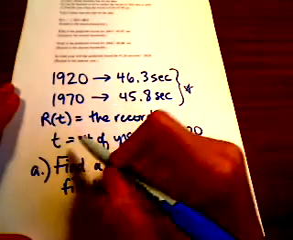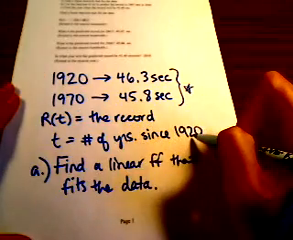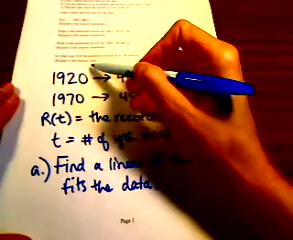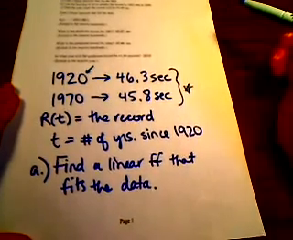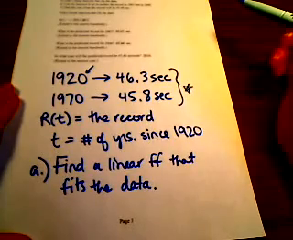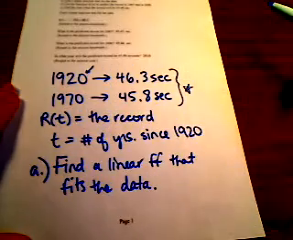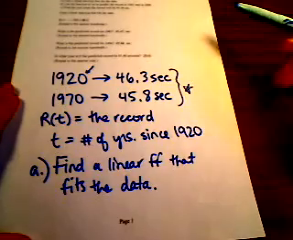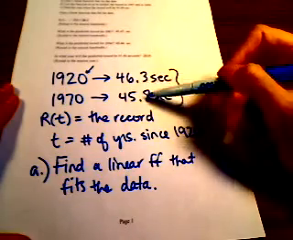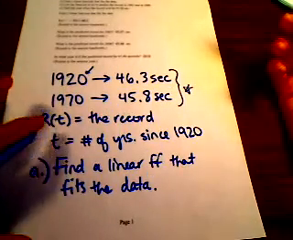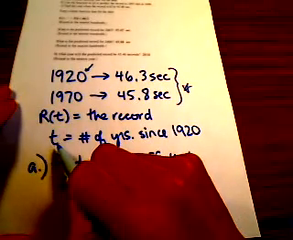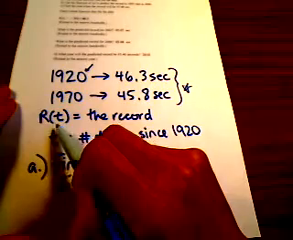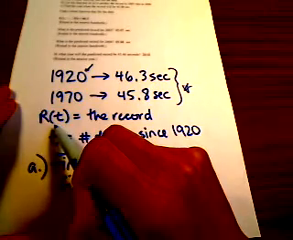Since they're saying that t is the number of years since 1920, this would actually be a t value of 0, because 1920 is 0 years since 1920. 1970 would be a t value of 50. And then these are R of t values. They've already decided it for us: t is like our x value, that's our input value, and R of t is our output value, so that's our y value.